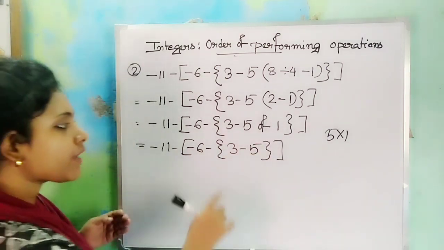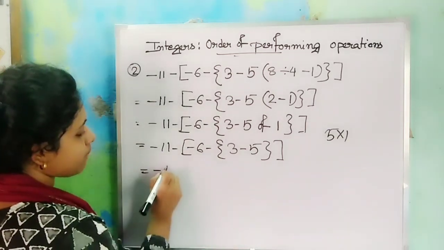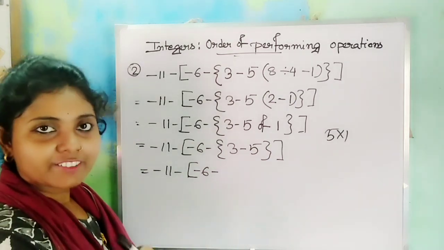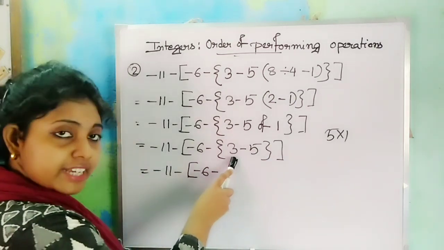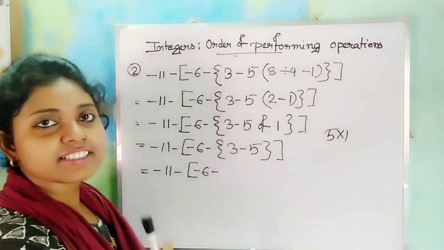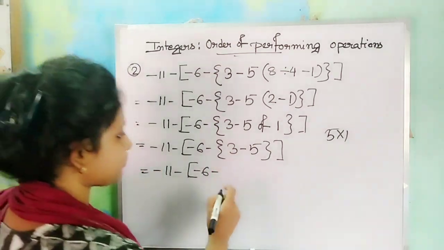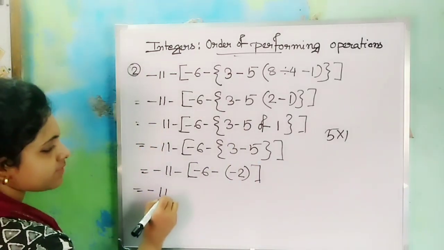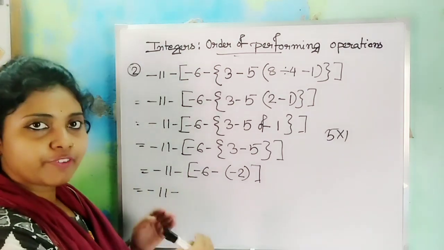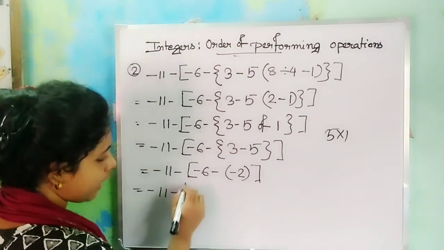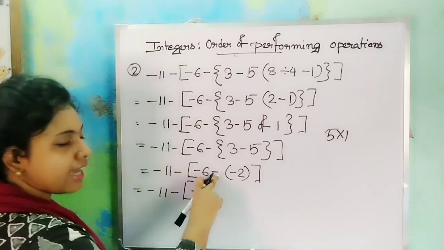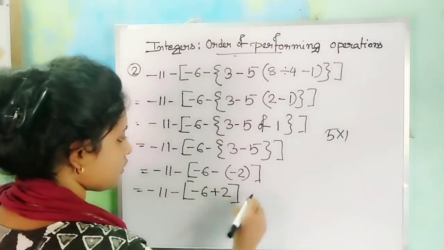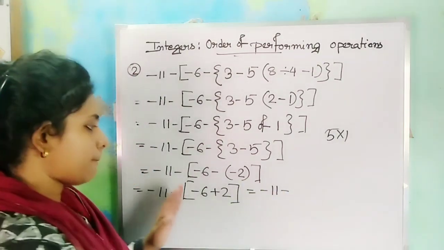Next we have to do the operation 3 minus 5. So minus 11 minus 6 minus 3 minus 5. That is, we subtract 3 from 5, so 2, and the sign will be negative. So minus 2. Next we do the operation within the third bracket. So at first we write minus 6, and minus of minus 2 means plus 2. So minus 11 minus, minus 6 plus 2.